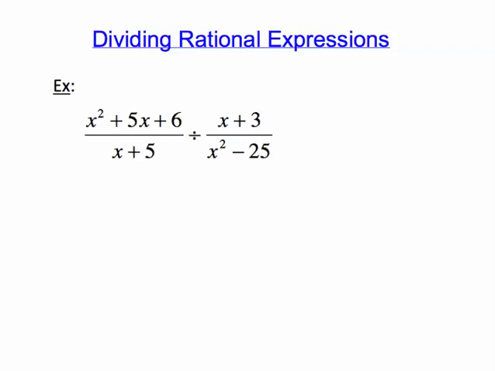In this video, we're going to look at dividing rational expressions. Here's an example. One rational expression divided by another. Now remember, rational expressions are algebraic fractions and follow the same kinds of rules.